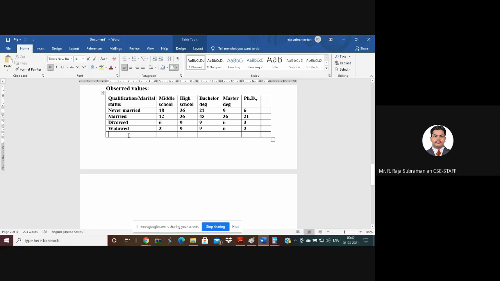Now, the first step is calculating the total frequency, right? Now, the question is understood, right? The thing is, I have different kinds of marital status and different kinds of degrees, and the number of people studying each particular degree in their marital status is given, right? The statistics is taken, right? The question is clear.